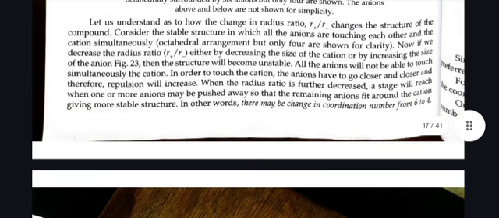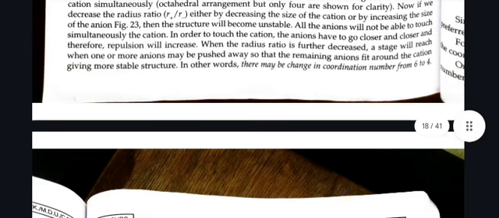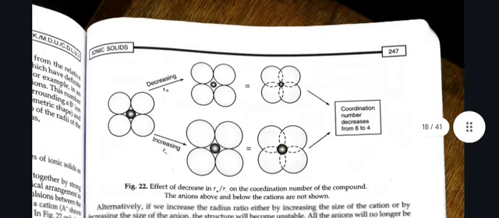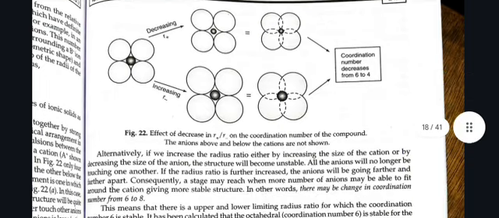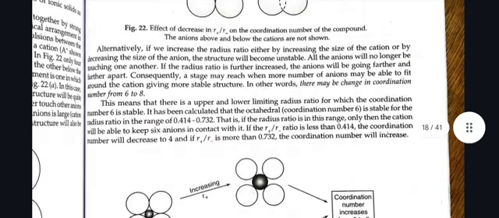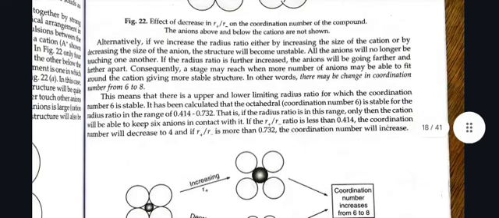Alternatively, if we increase the radius ratio, either by increasing the size of the cation or by decreasing the size of the anion, the structure will become unstable. All the anions will no longer be touching one another. If the radius ratio is further increased, the anions will be going farther and farther apart. Consequently, a stage may be reached when a larger number of anions may be able to fit around the cation, giving a more stable structure. In other words, there may be a change in coordination number from 6 to 8. This means that there is an upper and lower limiting radius ratio for which the coordination number 6 is stable.